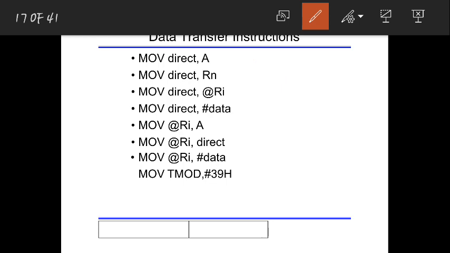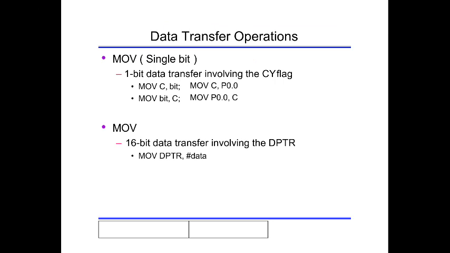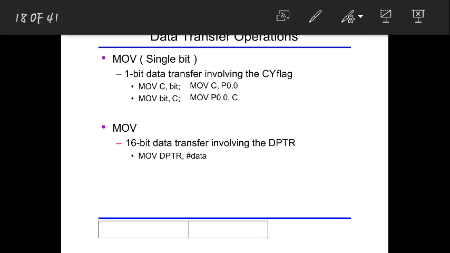So this also comes under data transfer instructions, all of those for 8 bit. Now this MOV instruction can also be used for a single bit. That means we can move only a single bit, but for that we can use only the carry flag in the PSW register. See, 1-bit data transfer involving the carry flag. For this, these are the instructions: MOV C, P0.0. So you should take 1 bit.